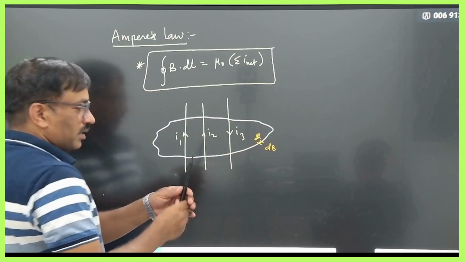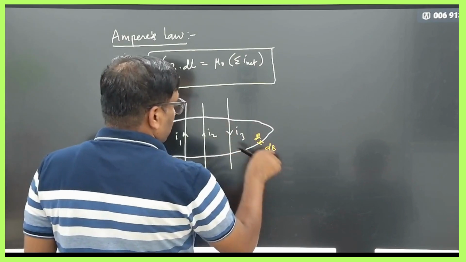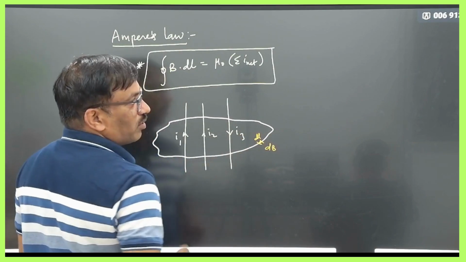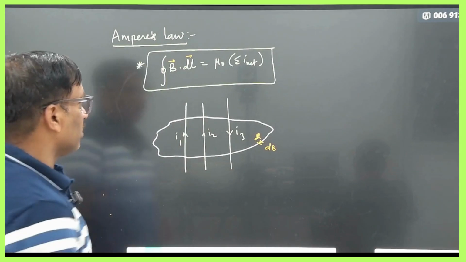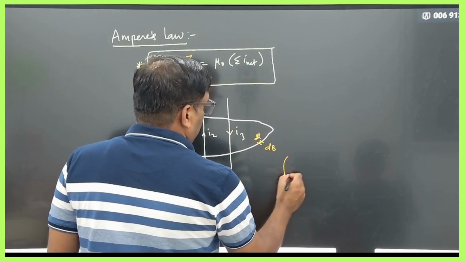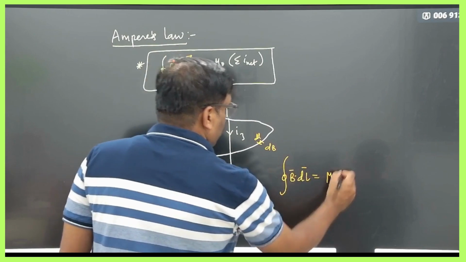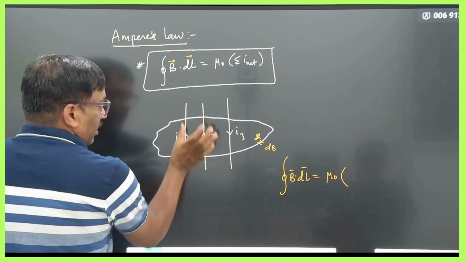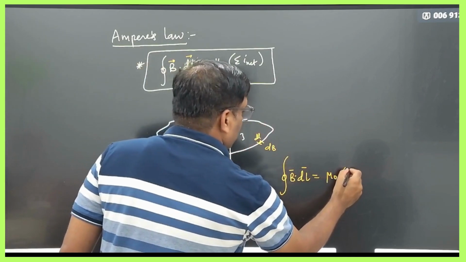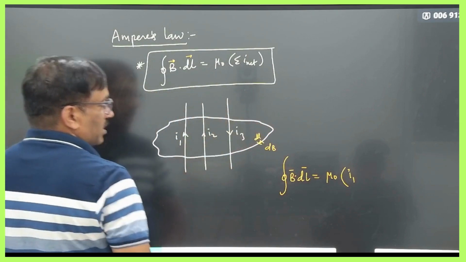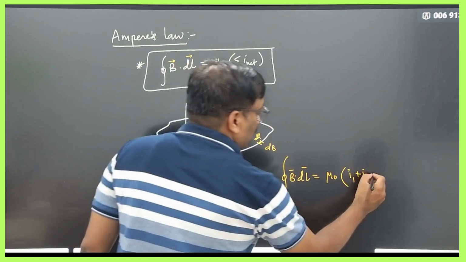At this point there is a current carrying conductor, here is the magnetic field, and here we take dl. Both are acting in the same direction, therefore theta is equal to 0, and cos 0 is 1 in the dot product. So the integral of B dot dl is equal to mu naught times the currents. As per the right hand thumb rule, the current whose magnetic field is in the chosen direction is taken as positive, I1, plus I2. The current going in the opposite direction is taken as negative, I3.